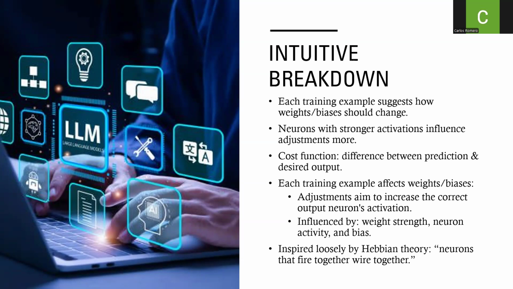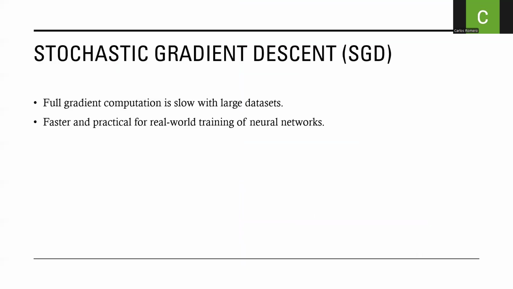And then it's inspired by the Hebbian theory, right? So neurons that fire together are wired together. Stochastic gradient descent, right? A full gradient computation is slow with large data sets, so this is faster and practical for real world training of neural networks.